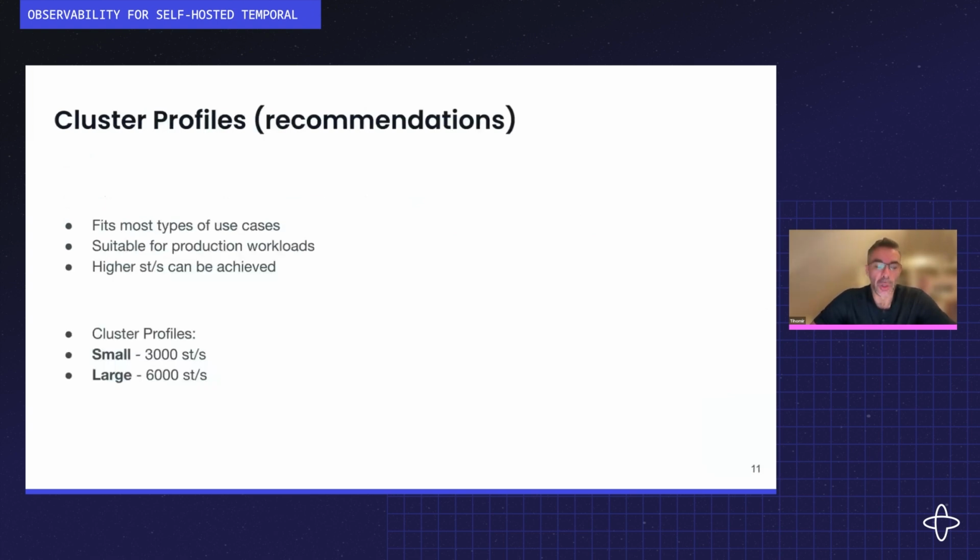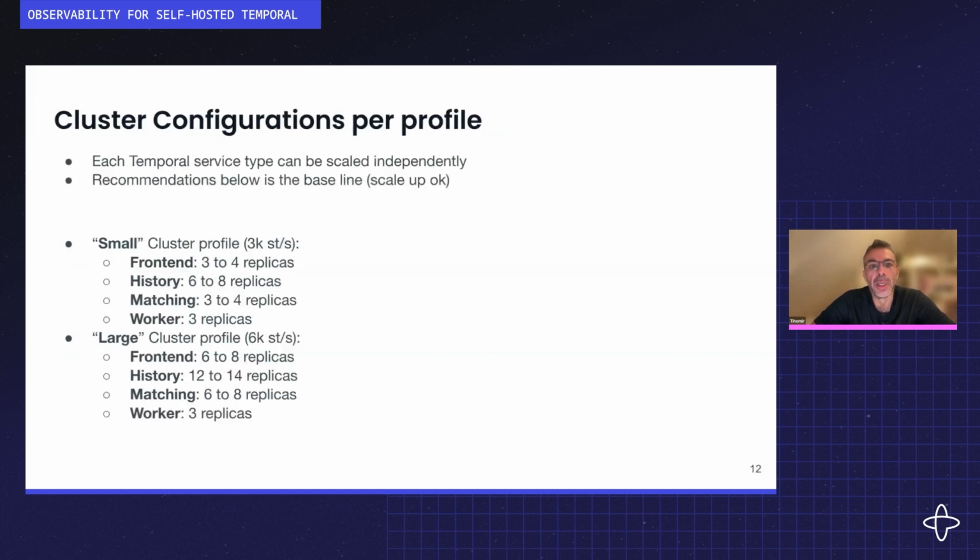So you can use these two queries probably interchangeably in order to measure your state transitions per second on your cluster. The way we're going to look at this is to target two different cluster profiles that fit most of the types of use cases that you might be running on-prem. You can achieve higher throughput, but these are the two that we're going to look at. We're going to go with small and large. And from these two, you can figure out what medium or extra large would be, depending on your use case and the throughput that you have to set up locally.